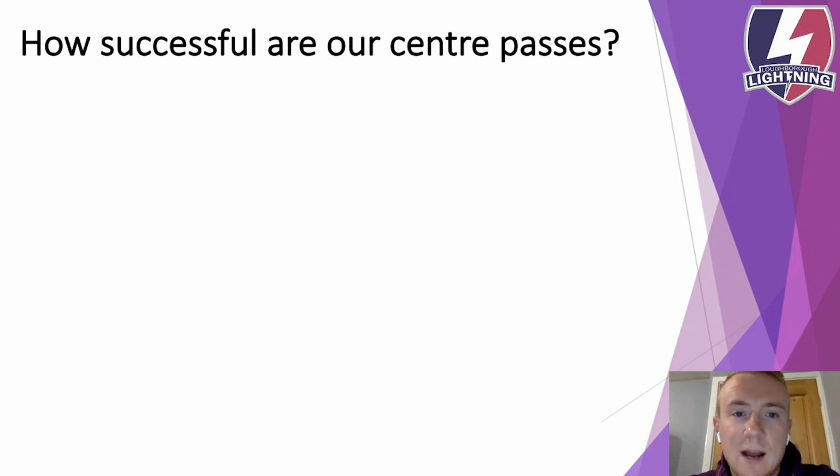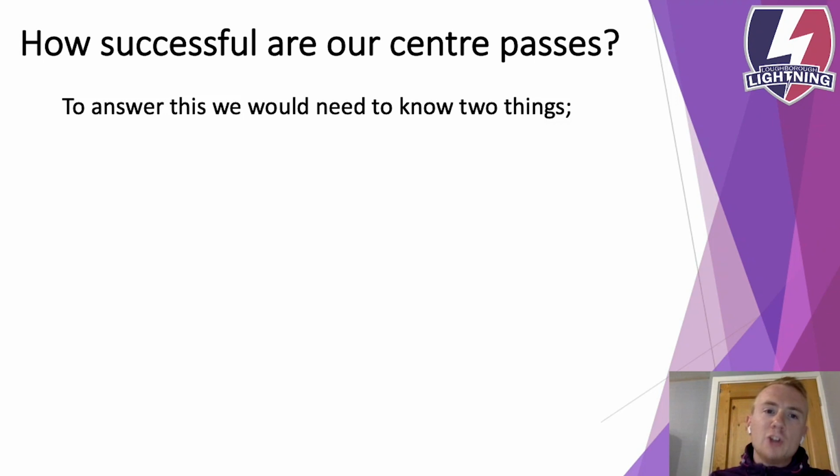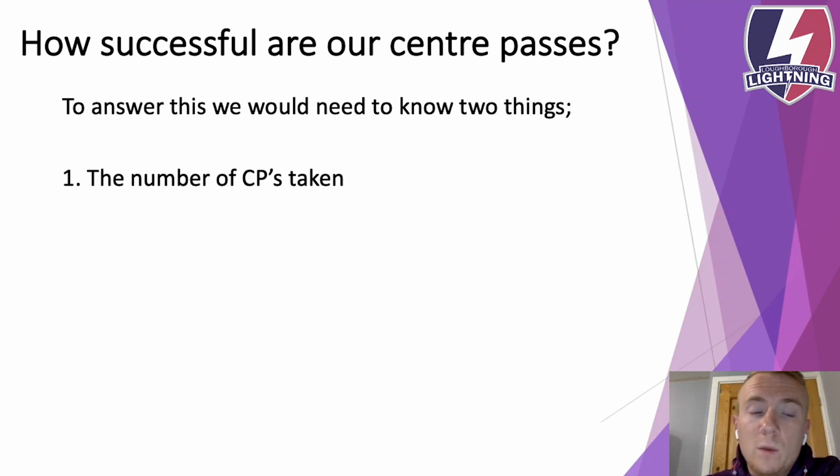So the question is, how successful are our center passes? That is the set question we've gone with. To answer that question, we would need to know two things. Number one, we would need to know the raw number of center passes taken. That's one thing in itself. We would have to record via notational analysis the raw number that we have.